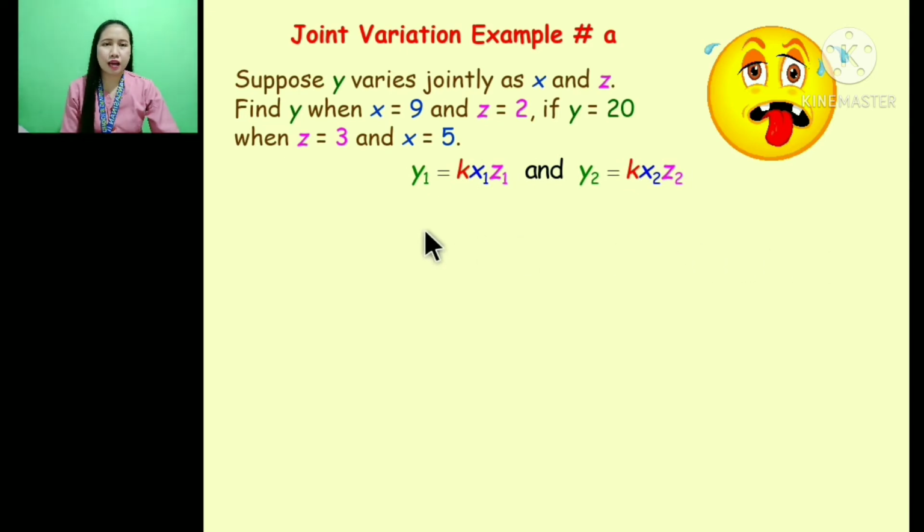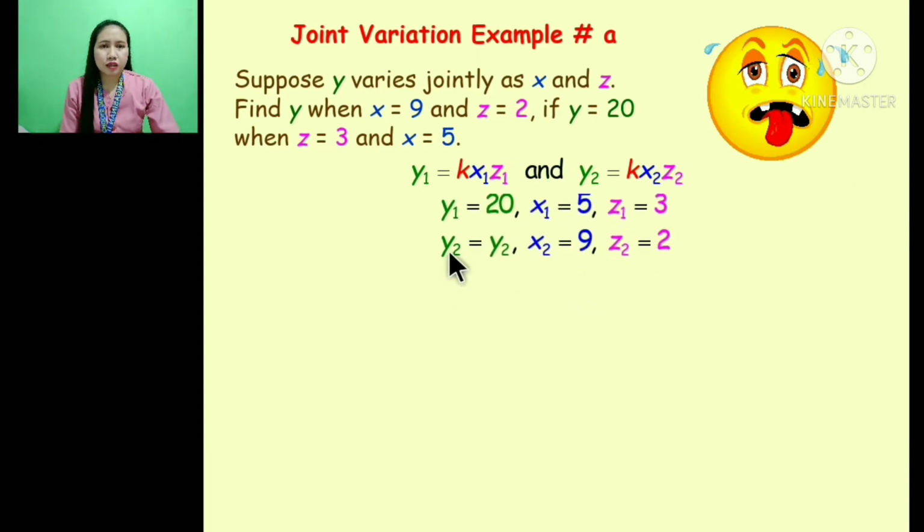So we first identify the y sub 1 and the y sub 2. Under y sub 1, we have y sub 1 is equal to k multiplied to x sub 1 times z sub 1. And on the other hand, y sub 2 is equal to k times x sub 2 times z sub 2. So in y sub 1, we have 20. In x sub 1, we have 5. And in z sub 1, we have 3. So we get those substitutions from the second statement.